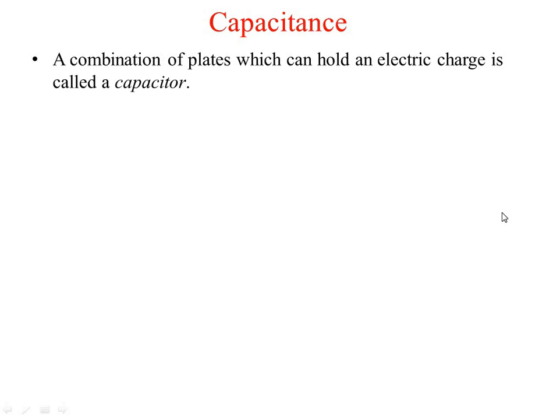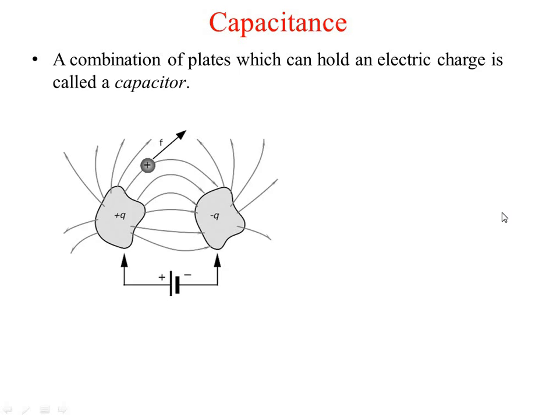So we know that in the previous lecture we have seen what is meant by electric charge, what is meant by electric field, how it happens, and what is the effect of that field, and other points. So when we say that there are two parallel plates which hold the electric charge, it is called a capacitor. So two parallel plates of metal.